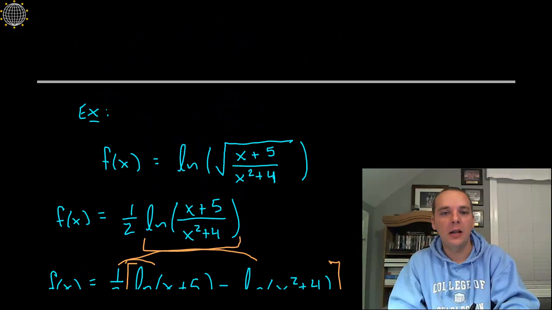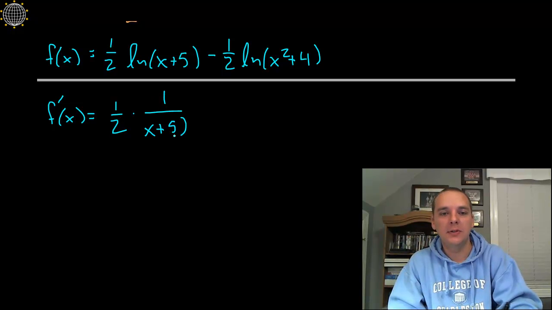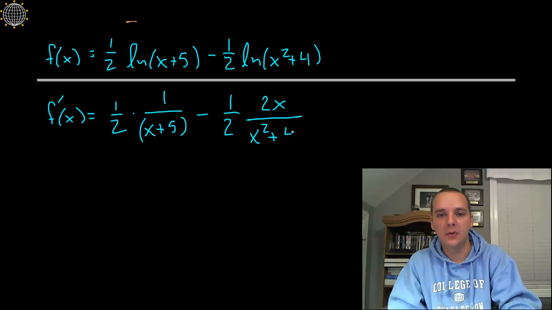And so we saw all that legwork, and then the actual derivative is short and sweet. So here we go. 1/2 times, and this will give you a fraction, the derivative of x plus 5 is 1 divided by (x plus 5). Looks good. We'll group it in parentheses just to be clear so that we understand this is a quantity. And then minus 1/2 times the derivative of x squared plus 4, which is 2x divided by (x squared plus 4).